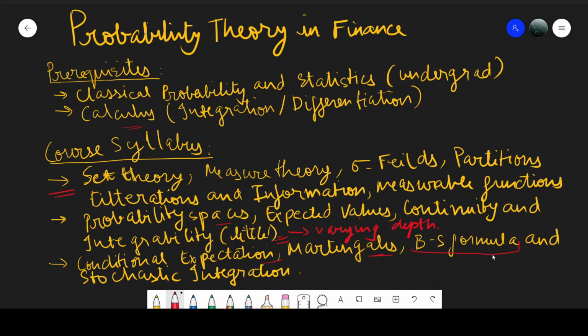And after deriving the Black-Scholes formula, I'm also going to teach you a little bit of stochastic integration, which includes Ito calculus and Ito's lemma. Very important stuff. I can't stress how important Ito's lemma is.